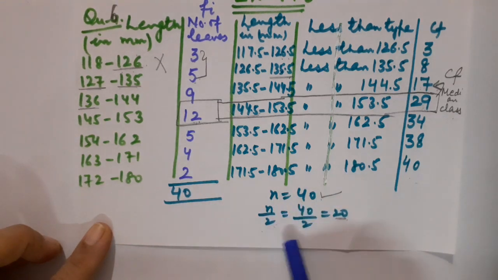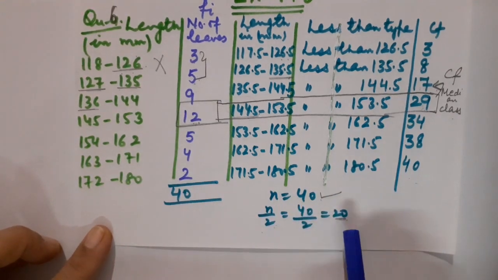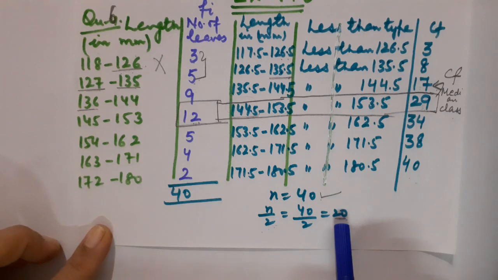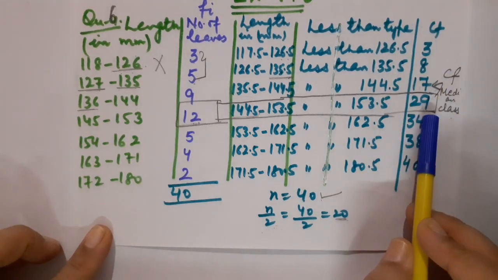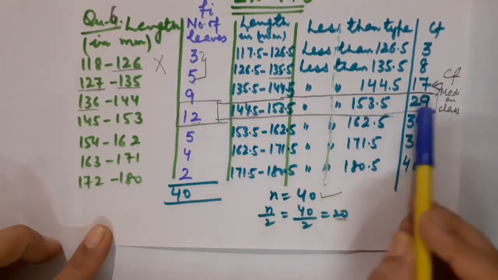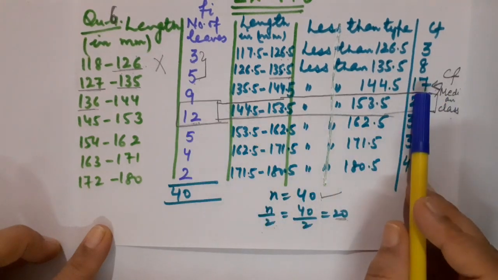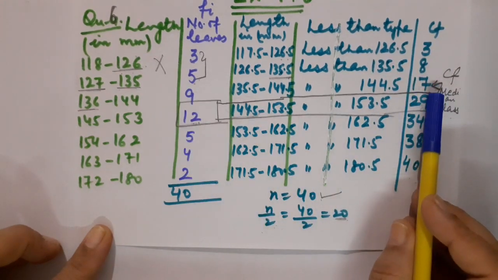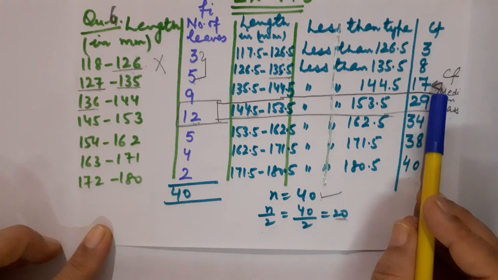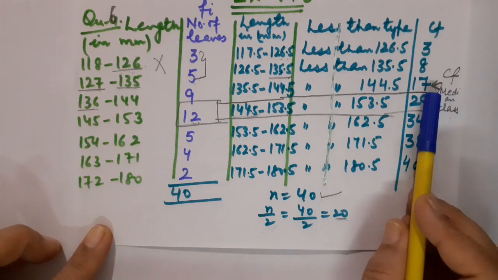N is 40, so n by 2 will be 20. Now children, we are going to choose that particular median class which is just greater than 20 in cumulative frequency. You can see this is 29. So this complete class will be chosen as median class. And the preceding cumulative frequency of the median class will be considered as CF.